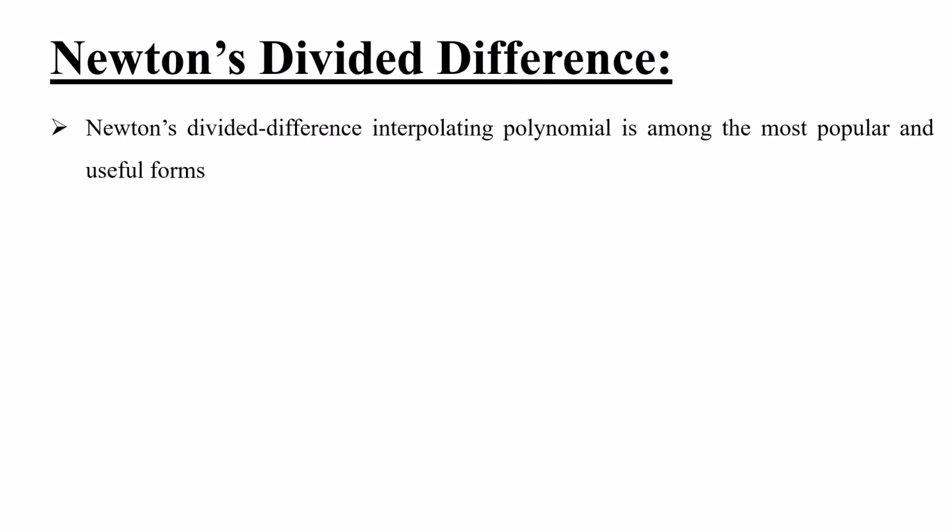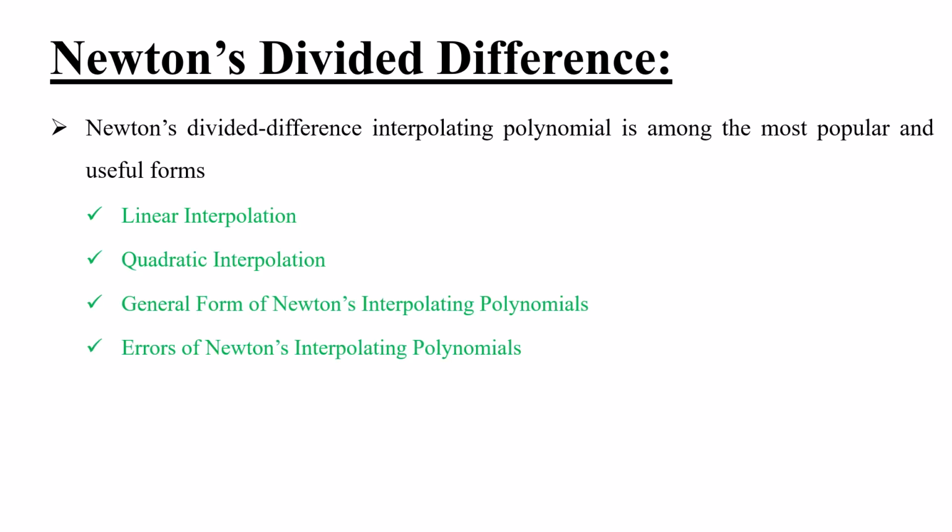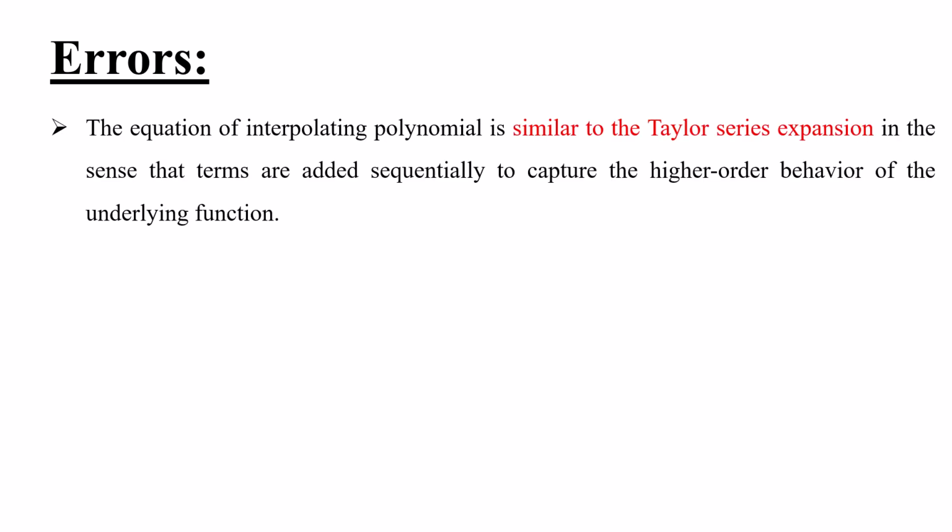Now Newton's divided difference interpolating polynomial is among the most popular and useful forms. The last bit here is errors. Okay, how to calculate the error is very, very important. Now for errors, the equation of the interpolating polynomial is similar to the Taylor series, as we know that it is extracted from Taylor series. So we normally calculate the error by capturing the higher order behavior of the underlying function.